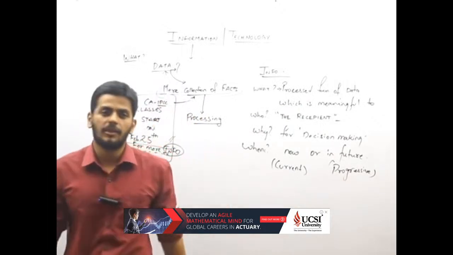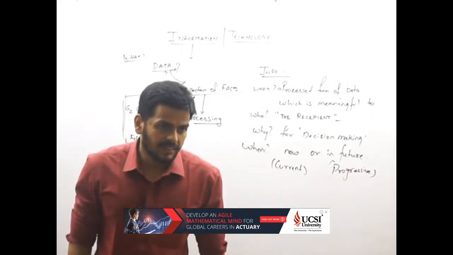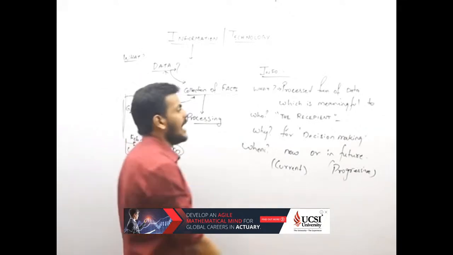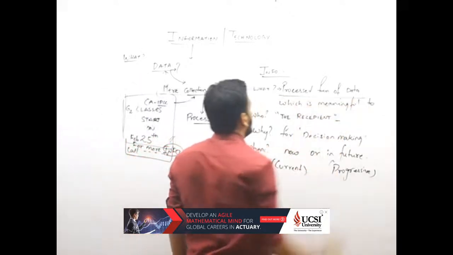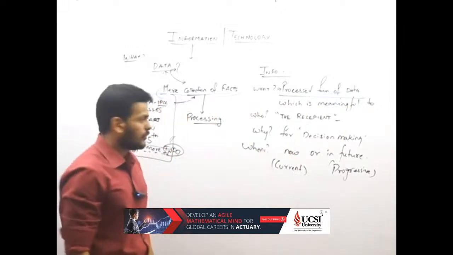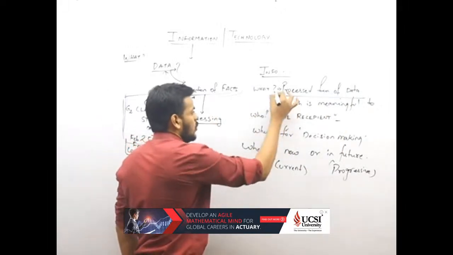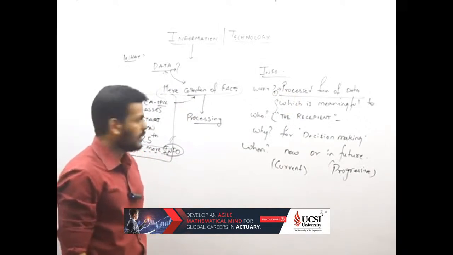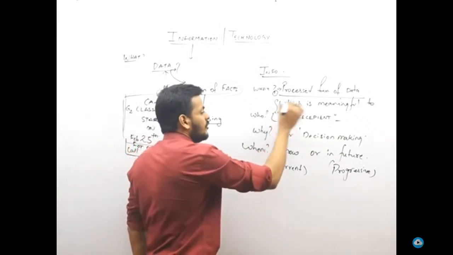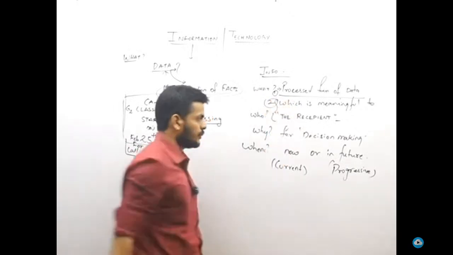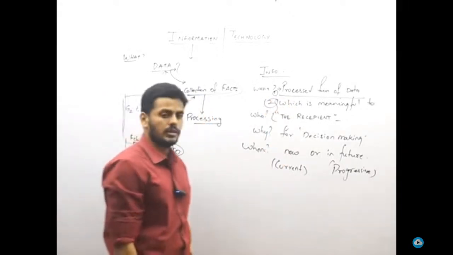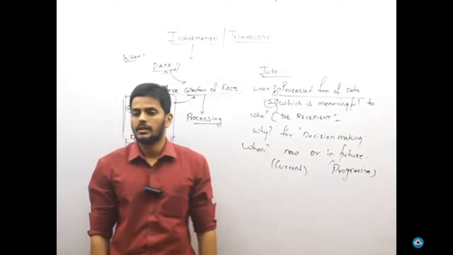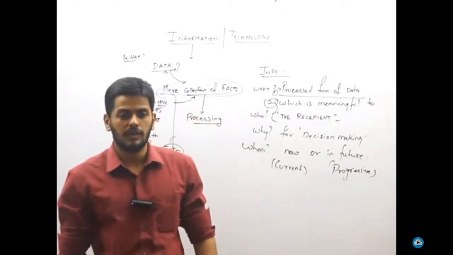Put up the side heading information. What will you write? The first line is what? Information is processed form of data. All in the first line. Information is processed form of data. That is line 1. Which is meaningful to the recipient. Line number 2.